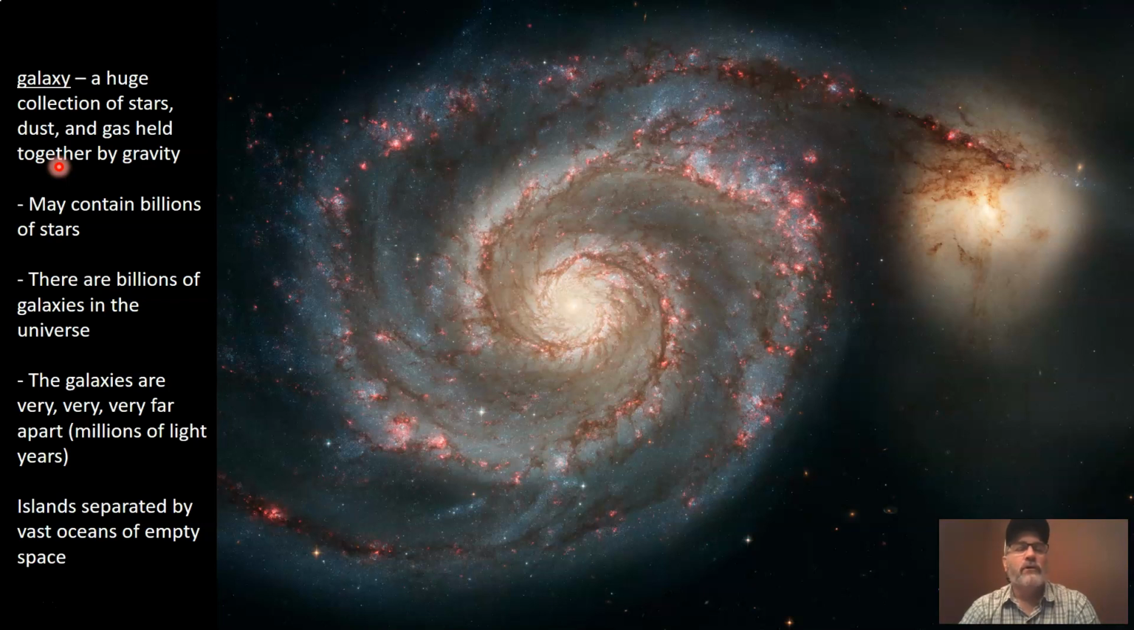There's not just one galaxy. Our solar system happens to be part of a galaxy. This is the Whirlpool Galaxy, but there are many, many, many others. As a matter of fact, we can't count them all, but we estimate that there are billions and billions of galaxies in the entire universe. These galaxies are not very close together. These are very big structures, but they are very, very far apart.